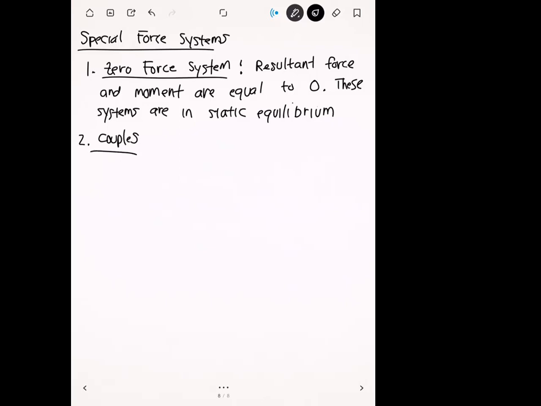All right. And so now let's talk about couples. A couple is a special force system that has zero resultant force, but the resultant moment is not zero.